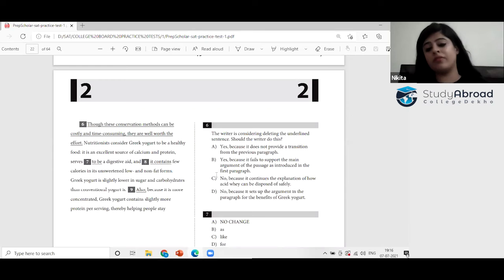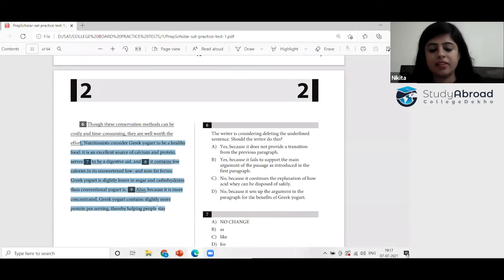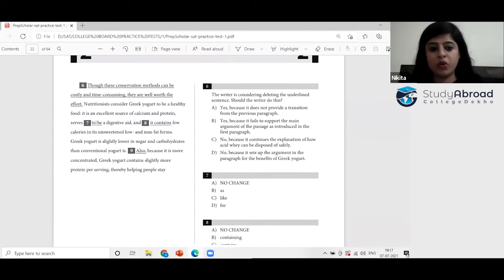So the very first option which I am very confident about deleting is C, because the information is definitely related, but it is not explaining. Pay attention to the details. It is not explaining how it is disposing of. All right. Now D is saying do not delete it because it sets up the argument in the paragraph for the benefits of Greek yogurt. How would I even know whether this sentence is setting up the notion until and unless I have actually read the paragraph they are talking about? So for that, we have to read it.